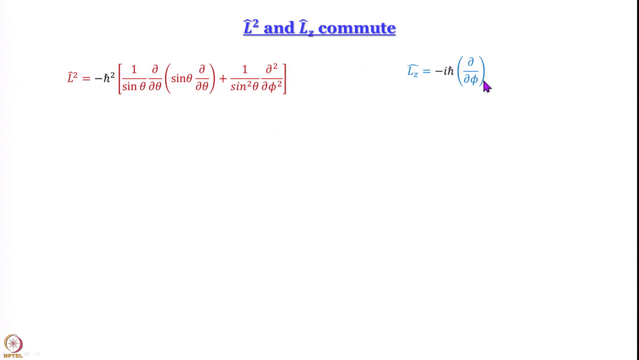Now, we are going to discuss a very interesting and important and perhaps intriguing property of these operators, and that is written in the headline. We will see that L square and Lz actually commute. We are going to show it. What is the meaning of commutation? That means the sequence of operation does not matter.